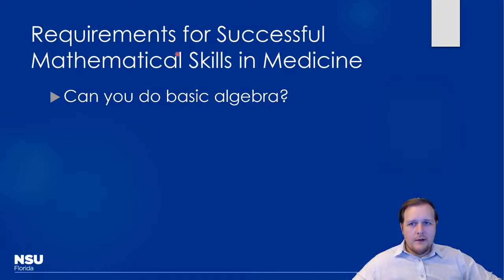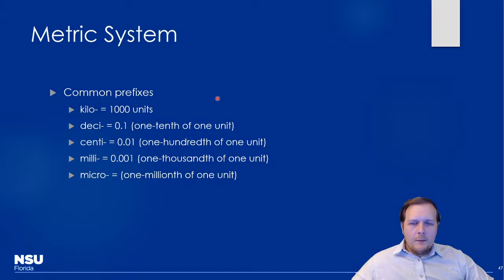But requirements for successful mathematical skills in medicine: can you do basic algebra? If yes, you may pass go. You may collect your $200. If not, then we may need to work on that a little bit, and I have a whole quiz just for you to do that. So let's talk about our metric system. In the U.S. we're a little backwards in more ways than one, but in medicine, we're dealing mostly with the metric system.